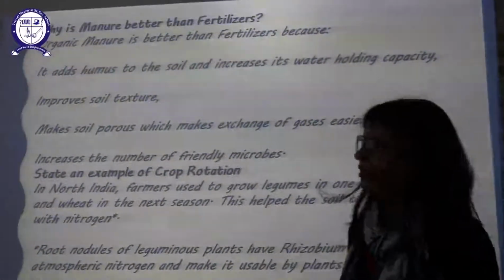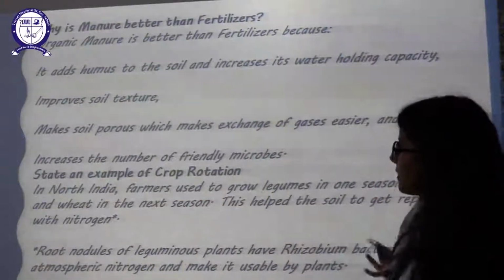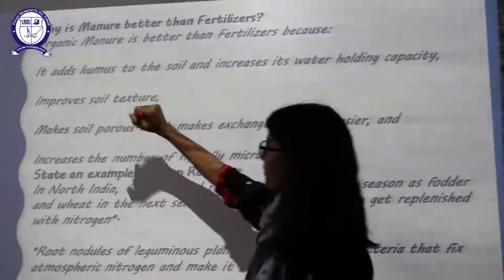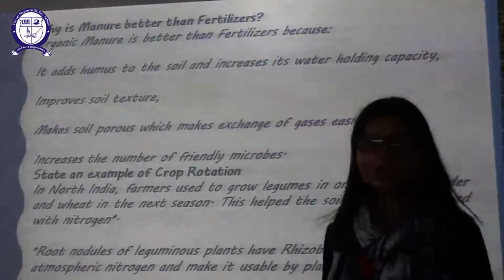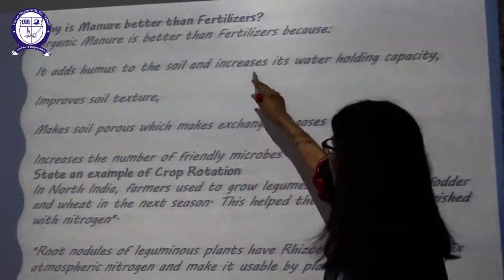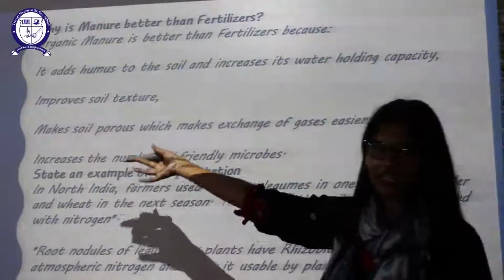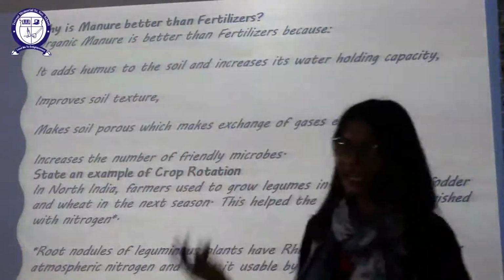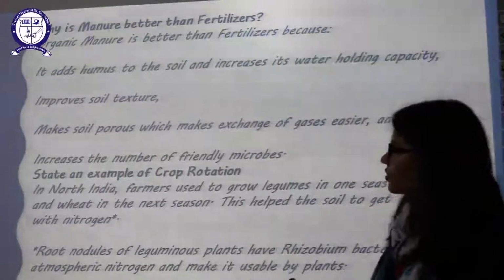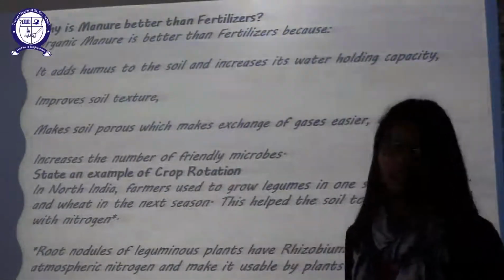It is well understood because organic manure is natural and fertilizer is chemical. Secondly, manure also adds humus to the top layer of soil, which gives more nutrients to the soil itself without adding chemicals. It increases its water holding capacity and improves soil texture. Because it is natural, the advantages which we get will be natural only. Now, it makes soil porous. It adds pores to the soil which make gas exchange easy, so it helps in photosynthesis also.